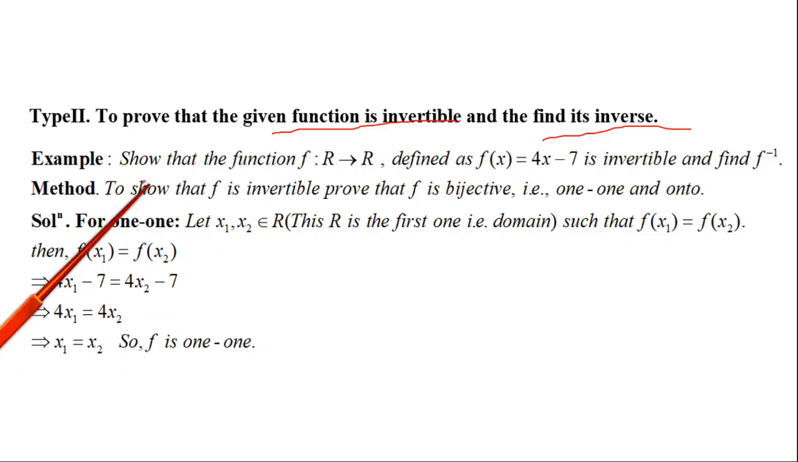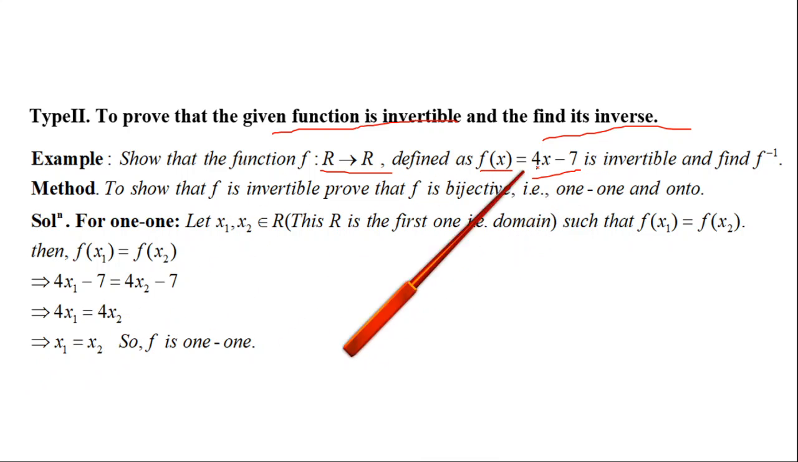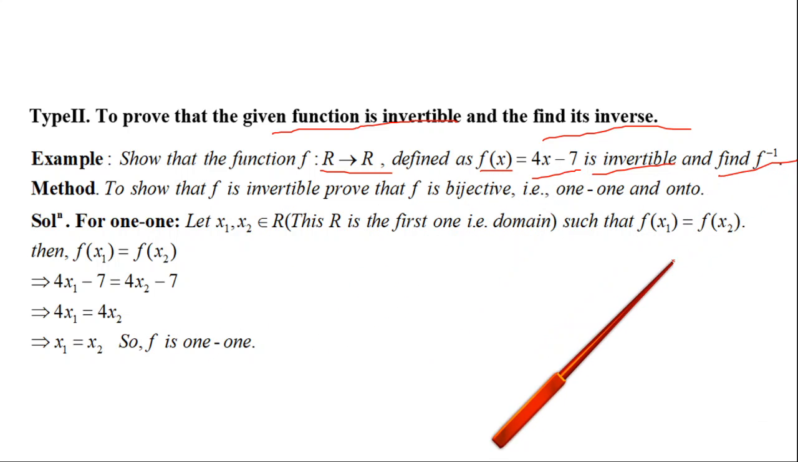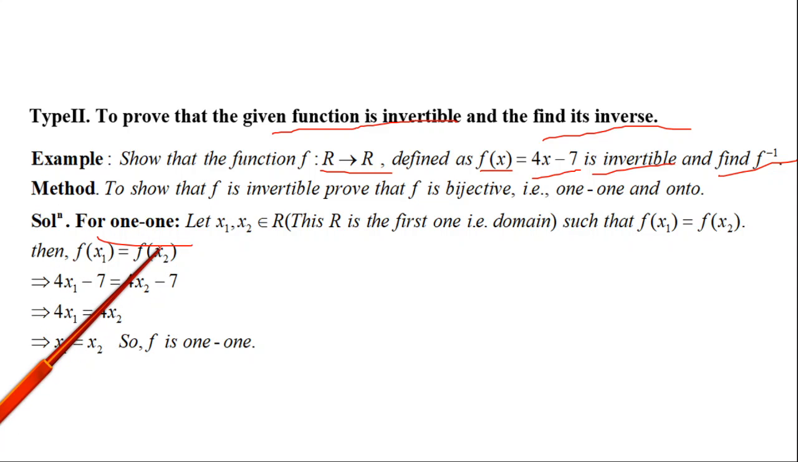Here we have to show that the function f from R to R, so f is a function from the set of real numbers to the set of real numbers, defined as f of x equal to 4x minus 7, is invertible. That means we need to show that f is one-one as well as onto, and then we have to find the inverse. So first we'll show that it is one-one.